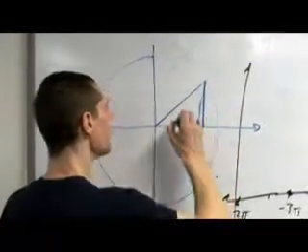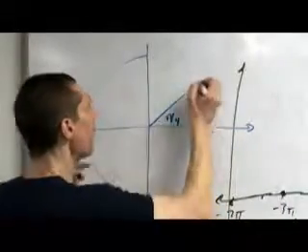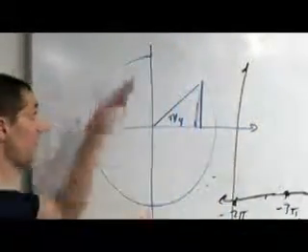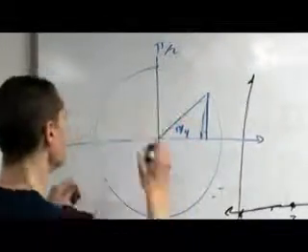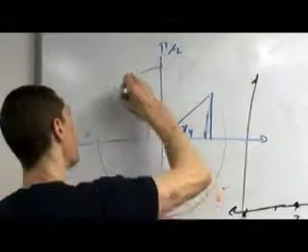Okay. So here's pi over 4. Then we go up 45 more degrees. This is pi over 2. Where is 3/4 pi? Well, it's another fourth added in.